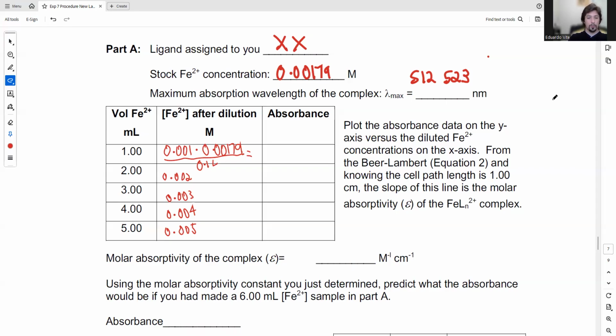And so then if you see over here, let me see if I can get the pointer. If you see over here, this is just an M1V1 = M2V2 equation. I just already plugged everything in here. So you know what your initial molarity is right here, the 0.00179. This is your M1. Your V1 is this volume right here, converted into liters. Make sure you convert to liters. So there is your V1 in liters.